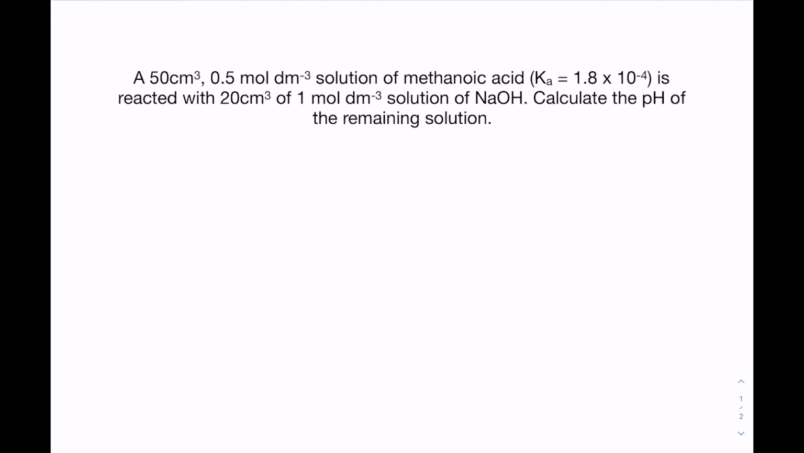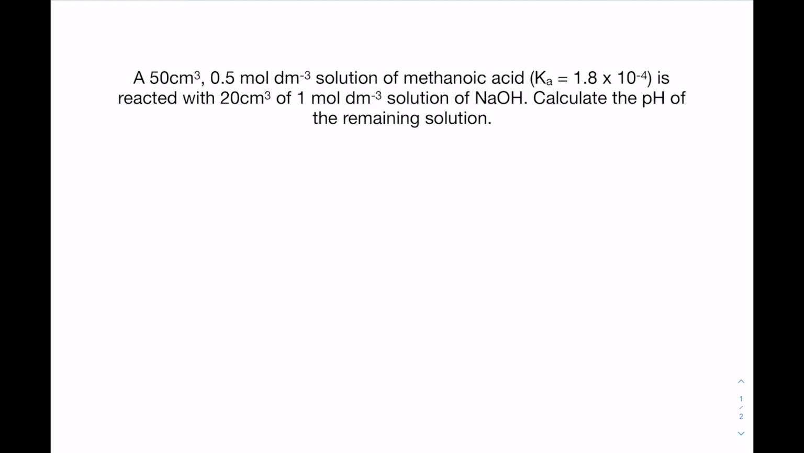Okay, so we've got 50 centimetres cubed of a 0.5 mole per decimetre cubed solution of methanoic acid, which has got a Ka of 1.8 times 10 to the minus 4. It's going to be reacted with 20 centimetres cubed of 1 mole per decimetre cubed solution of sodium hydroxide, and we're asked to calculate the pH of the remaining solution. So this is very similar to the ones we've looked at in the example before, and we've looked at the steps we need to take to do it, so we're now going to go ahead and calculate the answer to this question.